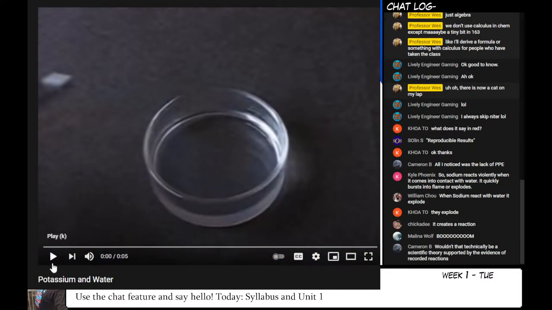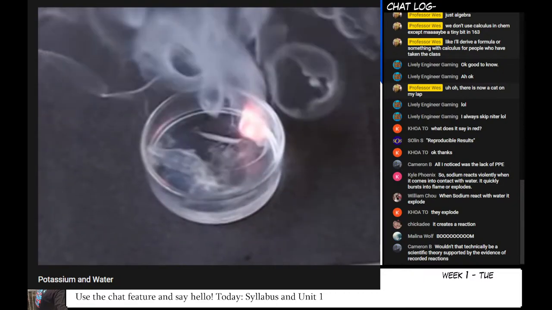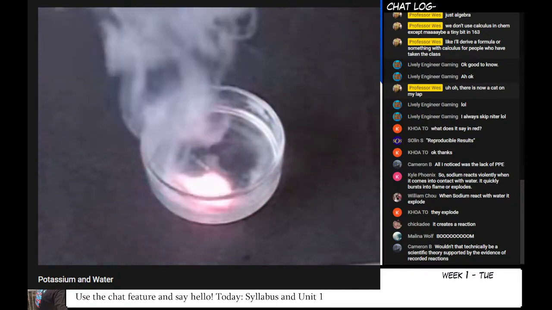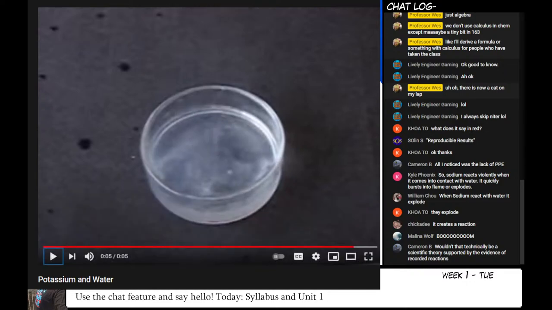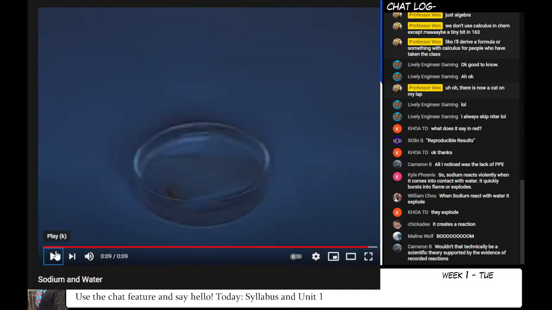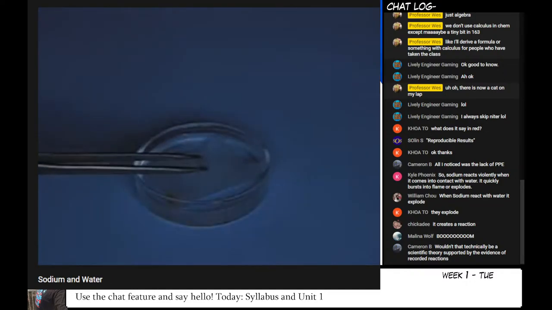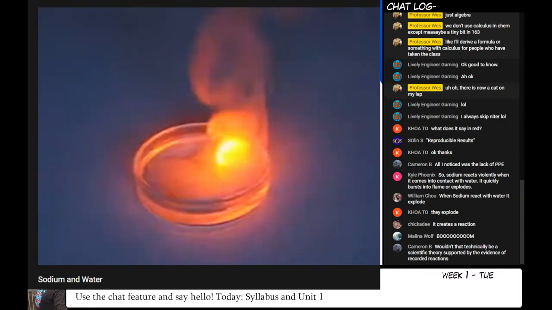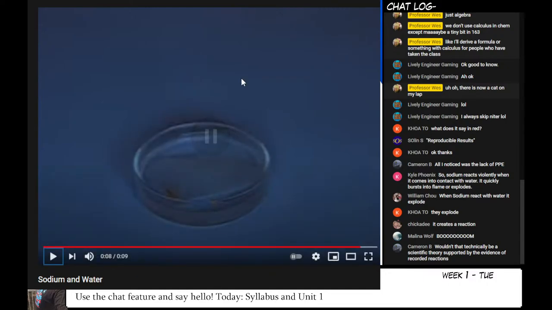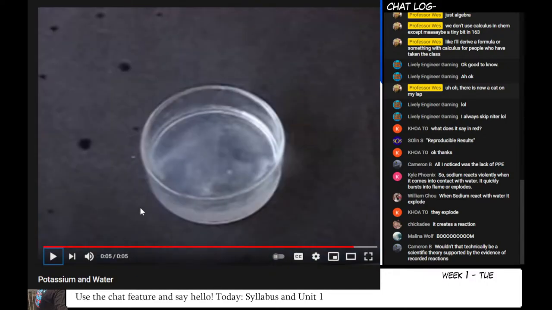I want you to compare and contrast them. How are they similar and how are they different? Okay, ready? Here we go. So that was potassium, and I'll replay sodium here for you. All right, so how were they the same, or similar, I should say, and how would they be different?